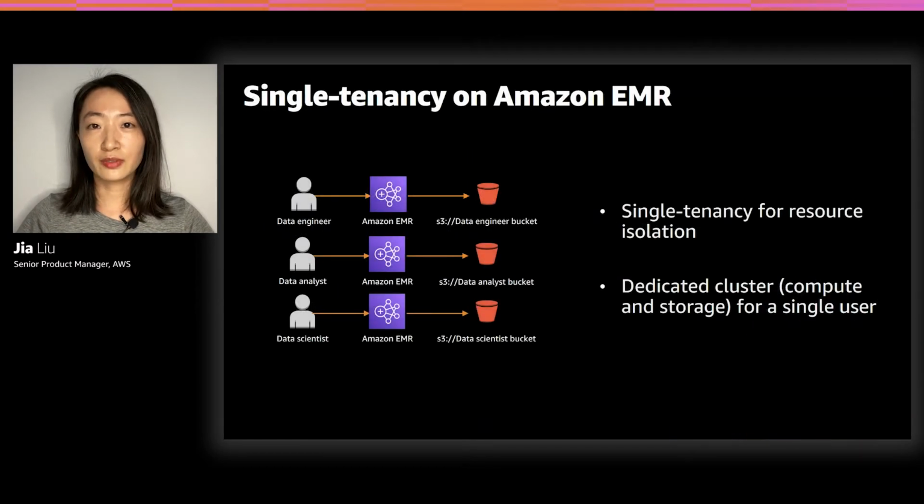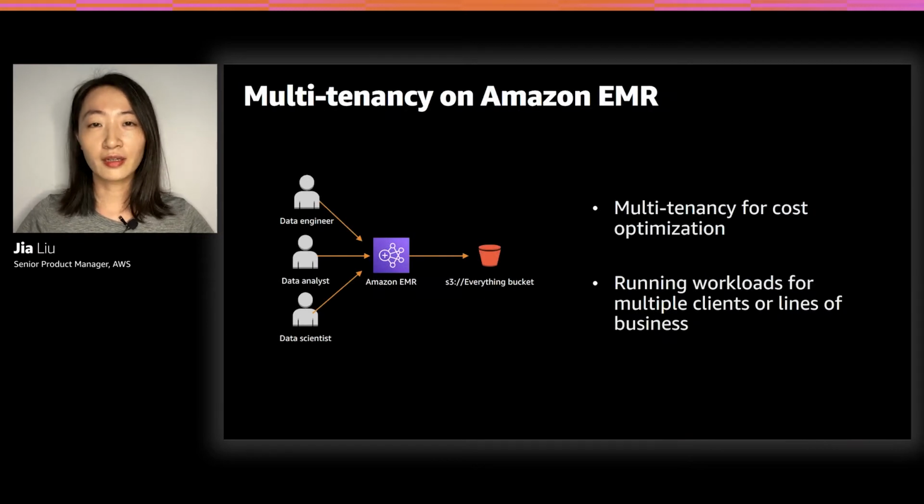Single tenancy is built for resource isolation. Single tenancy means each user has its dedicated resources for storage and compute. With this setup, you do not have to worry about access control among multiple users. Multi-tenancy, on the contrary, allows multiple users to share the same set of resources. Multi-tenancy is usually used for cost optimization. Along with the cost optimization, there are authorization challenges.